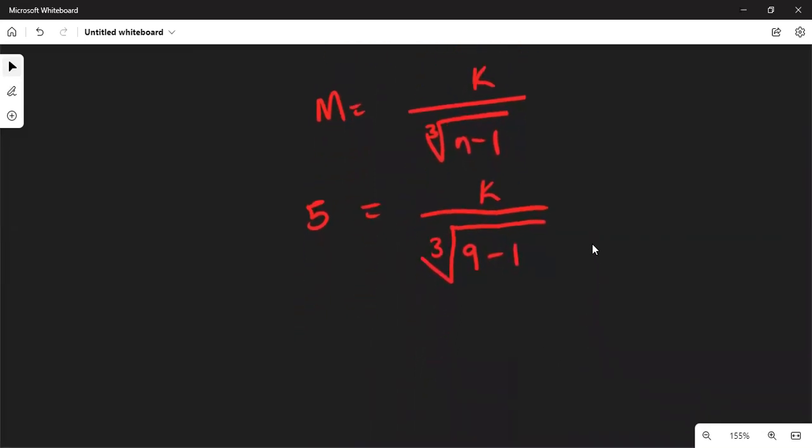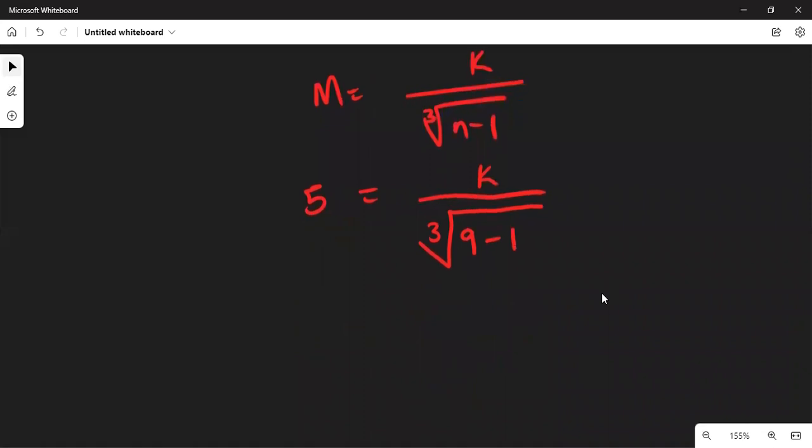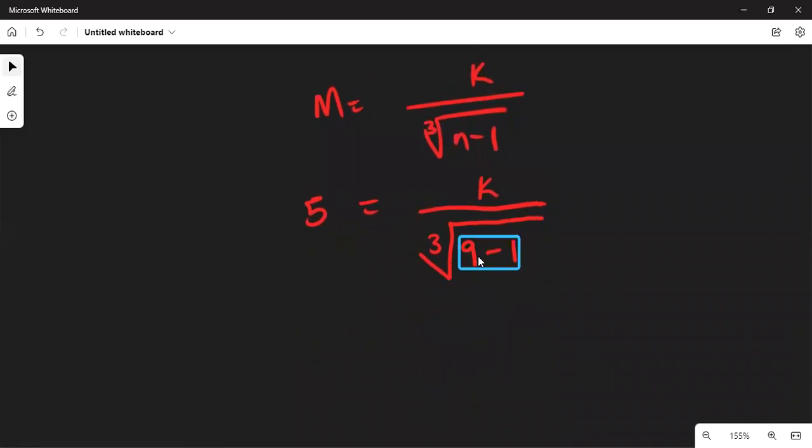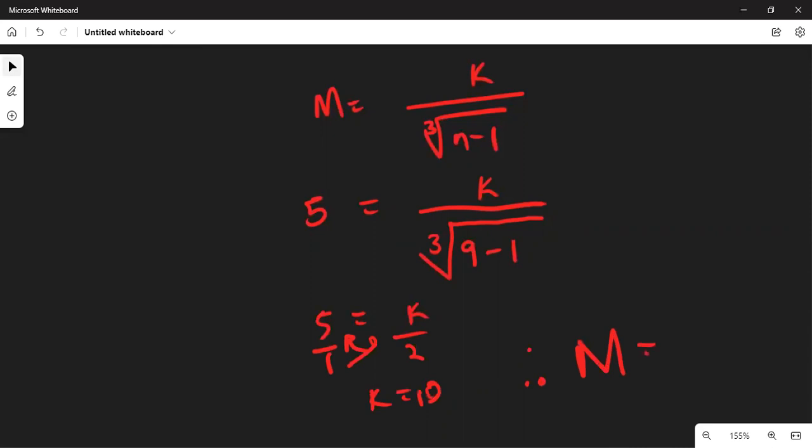Moving on, we can actually calculate the value of K. This part from your calculator is going to give you 2. So you've got 5 equal to K over 2. Cross multiply, and we have the value of K: K is equivalent to 10. So if our K is 10, therefore the relationship between M and N is going to be M is equal to, we have to return back to this stage here.